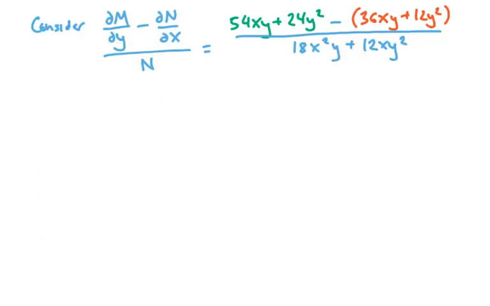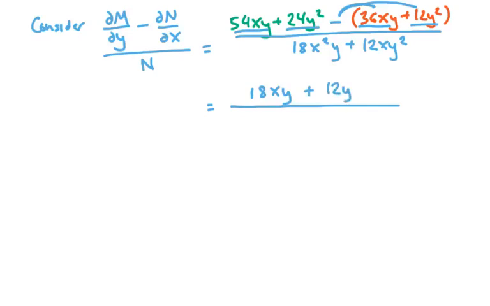Alright, so just cleaning up a little bit in the numerator, distributing the negative sign, we're going to have a 54xy minus a 36xy, which gives 18xy. And then similarly distributing the negative to the 12y squared, I'll be combining the 24y squared with a negative 12y squared to get just 12y squared. And then in the denominator, we've still got the original 18x squared y plus 12xy squared.